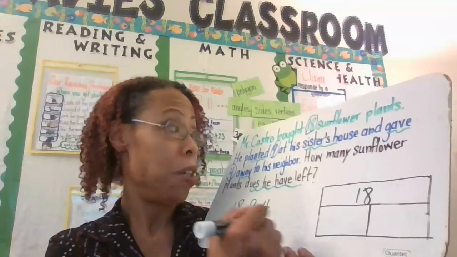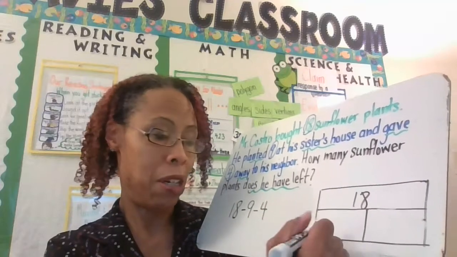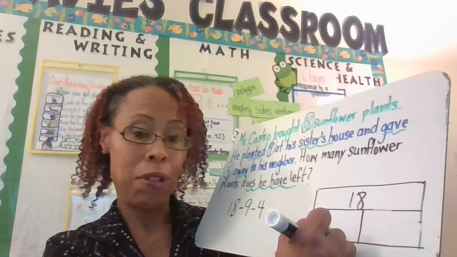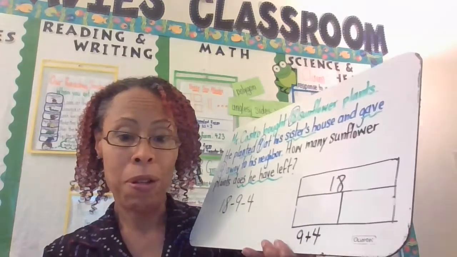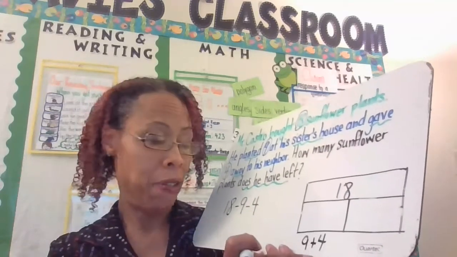All right, so we know he gave 9 to his sister. Instead of putting the number here, we only want one number here. We're going to say 9 to his sister and 4 to his neighbor. So this time we're going to add these together, 9 plus 4, because that is the total number that he gave away.